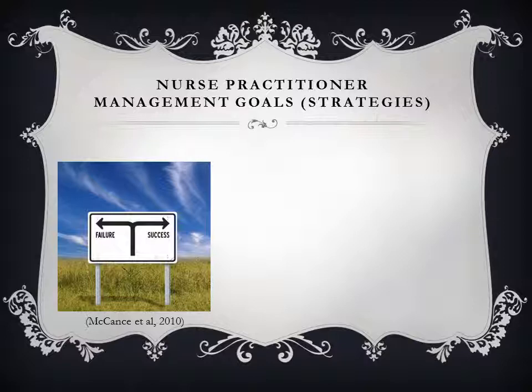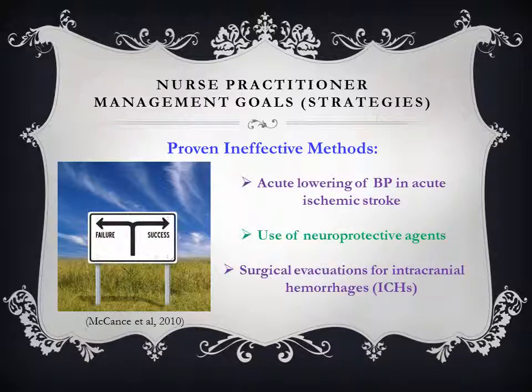When talking about effective management of goals and strategies, it is also important to mention methods that are proven ineffective in the management of strokes. In acute ischemic stroke, acute lowering of the blood pressure may increase cerebral ischemia. Neuroprotective agents have not been proven to significantly reduce the risk of poor outcomes such as death or improve outcomes with ischemic stroke. Surgical evacuations may be indicated in only a few specific situations. However, it has not been shown to be effective in the treatment of intracranial hemorrhages.